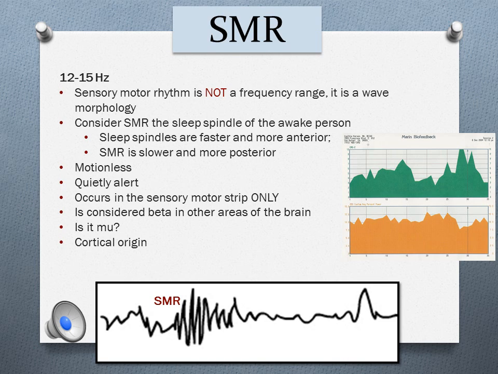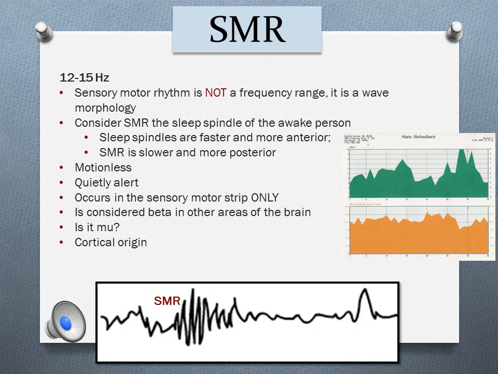Now we're going to talk about a few wave morphologies. This is very important. SMR stands for sensory motor rhythm. It's found in the sensory motor strip only. It's found generally in 12 to 15 hertz. It can be found a little bit higher or a little bit lower, but it's an actual wave form. So if you look at the image of this waveform at the bottom, you can see that there's a very specific spindle that is occurring that is of SMR that is embedded within the rest of the frequency record that we're looking at right there.